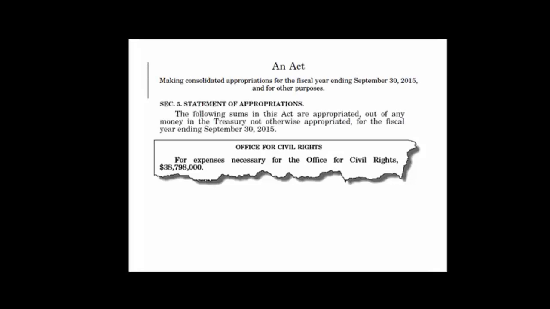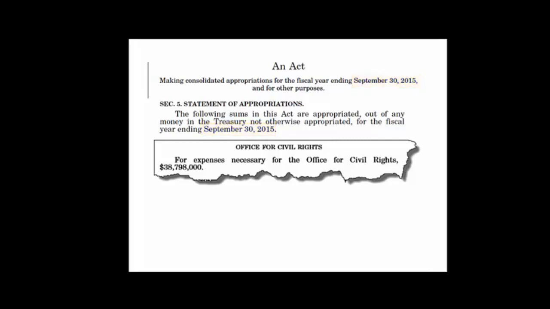Now that we've covered the purpose statement in appropriations language and the amount, what about the period of availability? In the interest of economy of words, for those amounts appropriated to be available for only one fiscal year, Congress does not bother to state this in the individual appropriating language. Both the title of the act and the statement of appropriations have already told us the funds appropriated in the act are for the fiscal year ending September 30th, 2015.